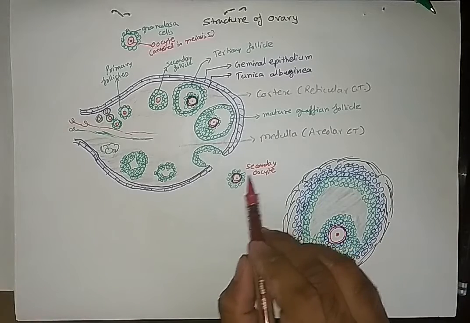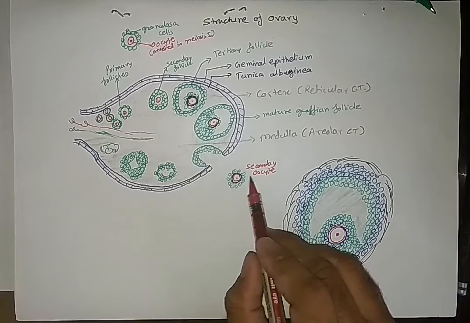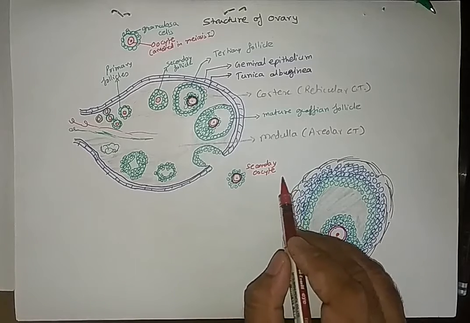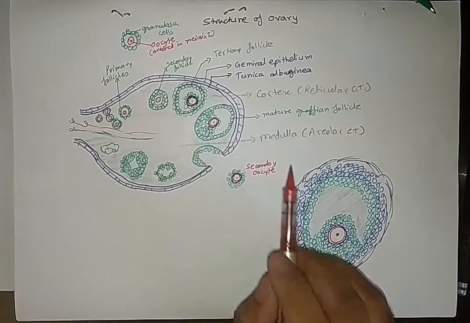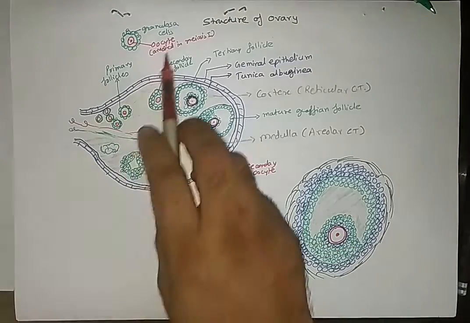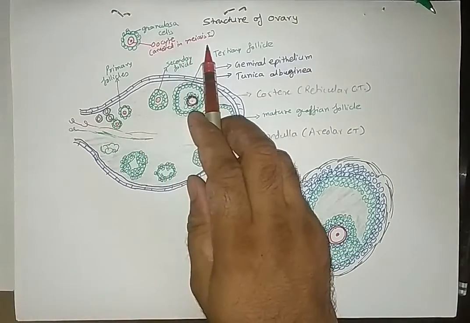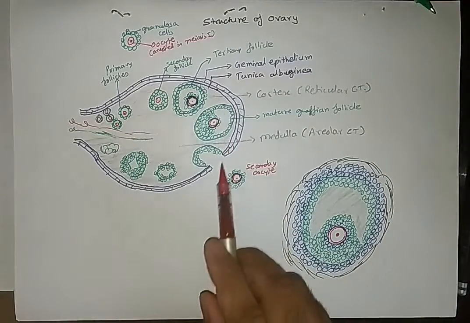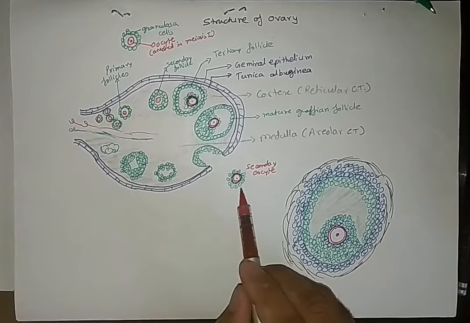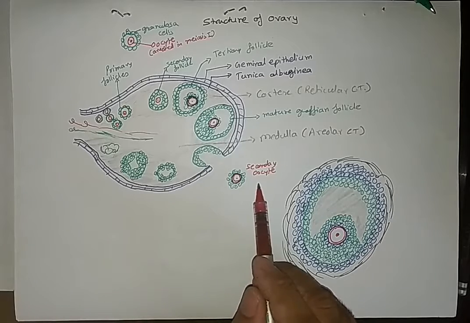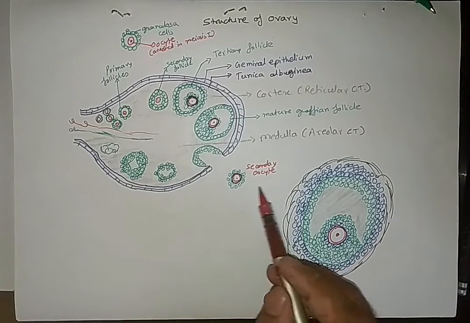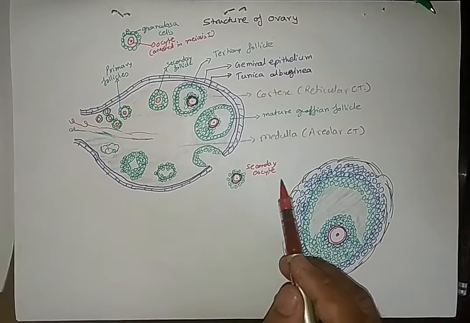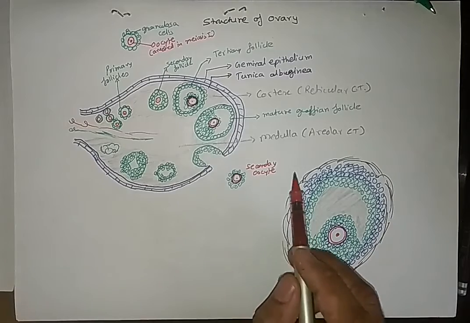Once sperm interacts with the secondary oocyte, at that time meiosis 2 happens. Remember one thing: in primary follicles the oocytes are arrested in meiosis 1. During formation of the secondary oocyte, meiosis 1 completes, and the secondary oocyte goes to the fallopian tube, and only once fertilization occurs does meiosis 2 happen in the fallopian tube.